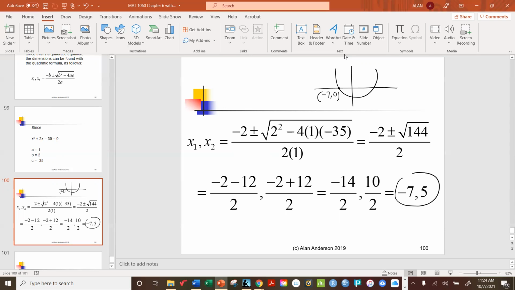Now, here's the question, though. Can the width of a table, X, remember, is the width of the table, can it be negative? And the answer is no. So in other words, even though X technically is -7 and +5, because this is an example of area, we can discard this solution and end up with X equals 5.